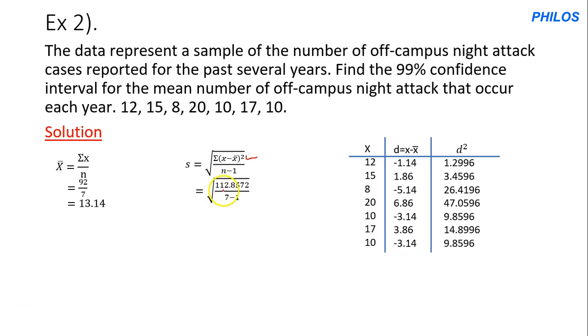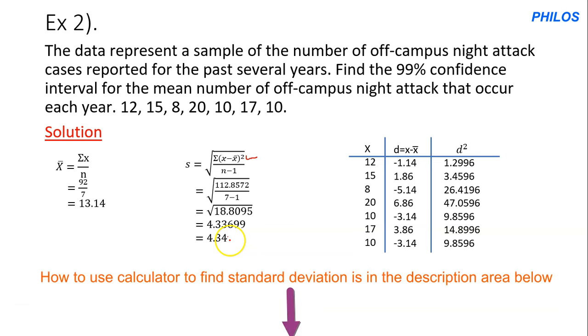So we have square root of 112.8572 divided by, our sample size was 7, isn't it? So we have 7 minus 1. When you check 112.8572 divided by 7 minus 1, you get 18.8095. So you have square root of 18.8095. And when you check square root of 18.8095, you get 4.33699. You can leave your answer in 2 decimal places, and that will be 4.34. So this is the sample standard deviation, and this is the sample mean.